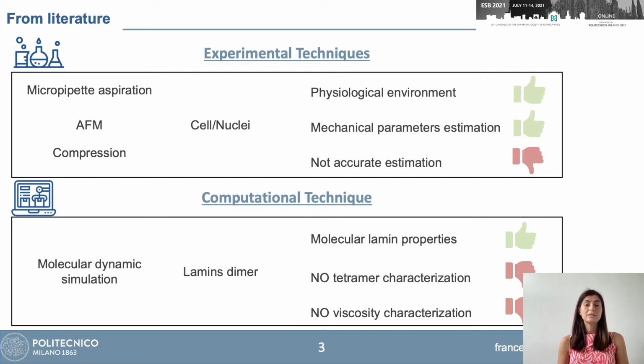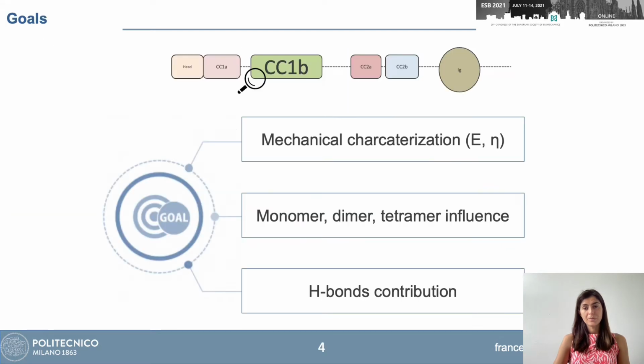Instead, to comprehend the stiffness at molecular level, molecular dynamic simulations were used. Anyway, these studies focus only on the dimer configuration and did not estimate the viscosity term. In this context, we designed a computational protocol in order to estimate both the stiffness and the viscosity term of the lamins. And in particular, we investigated the mechanical characteristics of CC1b domain, the most studied domain of lamin monomer, via in silico creep test, comparing the different contribution of the monomer, the dimer, and the tetramer configuration in relation to the H-bonds occurrence.